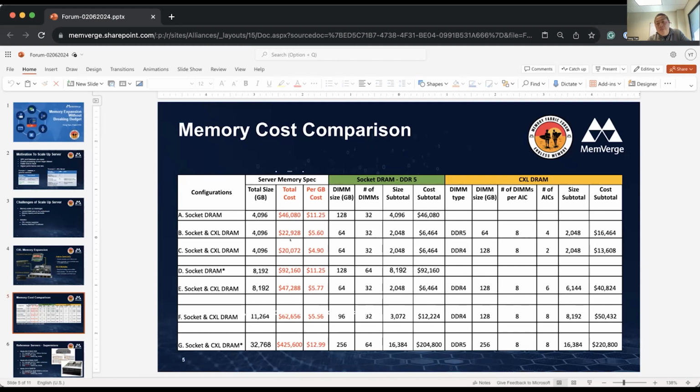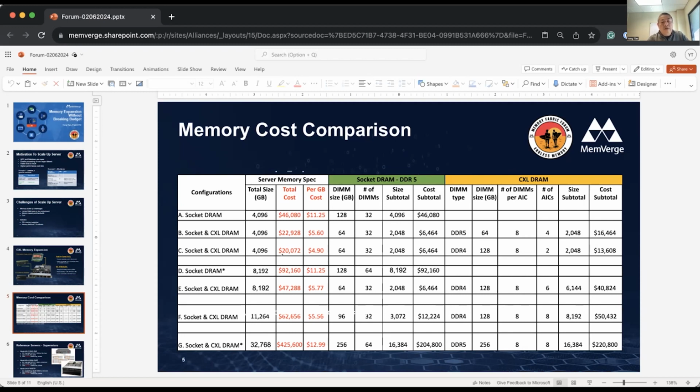You can even further optimize this by using DDR4. We do have some partners building DDR4-enabled add-in cards. So with DDR4 128 gigabyte DIMMs, we can reduce the ASE card into 2 ASE cards, and then the total cost of the system can be reduced even further.